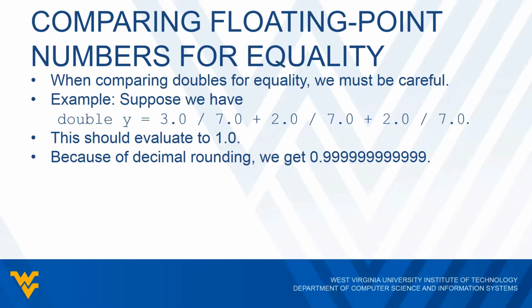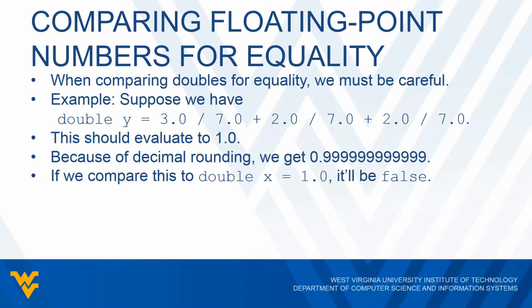0.99999999999, which means if I try to compare this to see if x is 1.0 and try to see if x equals y, this is going to become false. Now, mathematicians may argue about whether 0.9 repeating is equal to 1. We're not going to get into that right now. So how do we address this in our programs? Because y should be 1, but we're not getting 1.